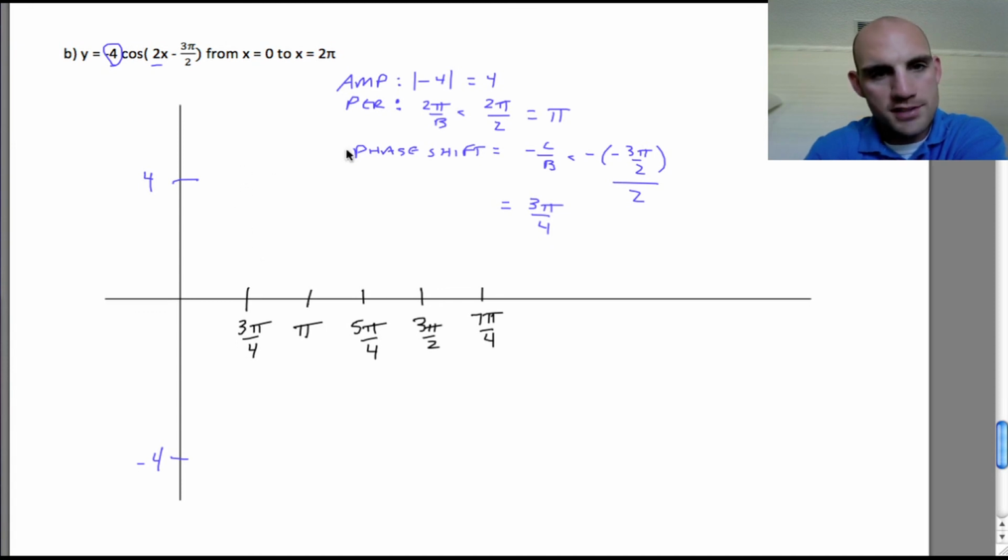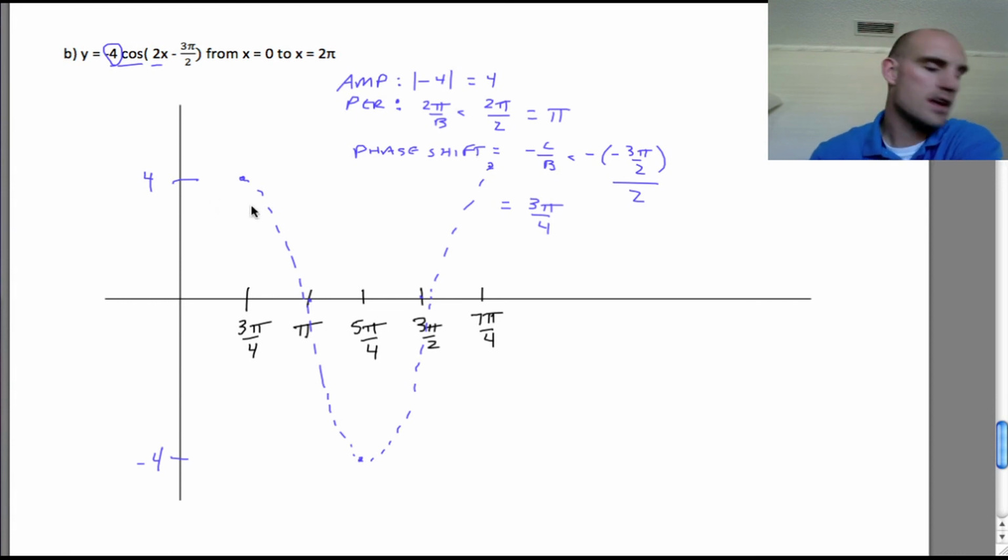I know that cosine starts at the top. This is cosine. Pay attention to that. It starts up at the top. So it's going to start at a maximum here, cross, go negative, come back up and cross, and go back positive. So here's what my graph would look like if it were not negative. Okay?